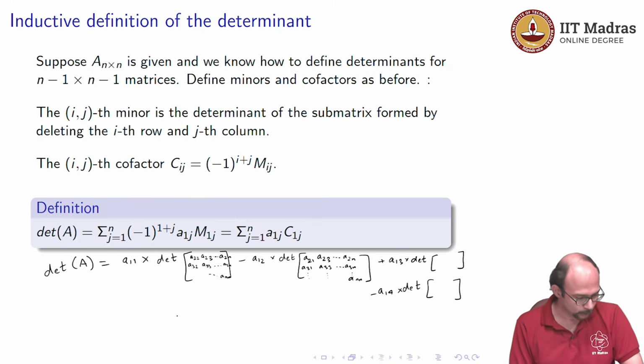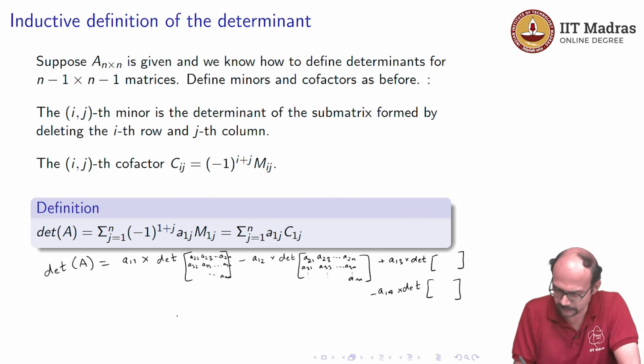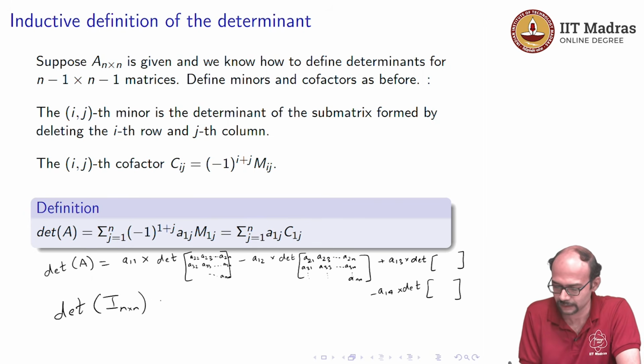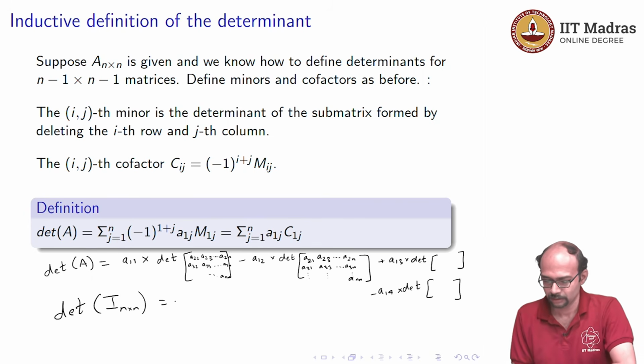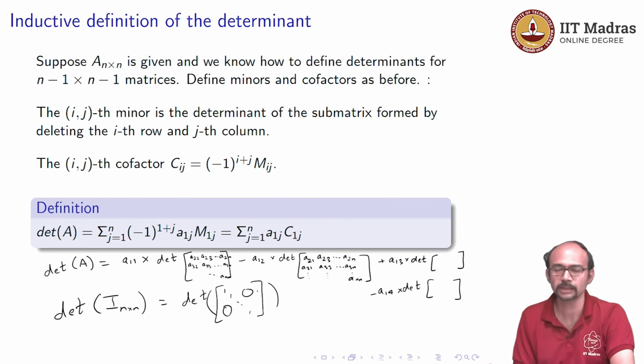Okay, so maybe as an example, let us compute the determinant of the identity matrix of size n. Okay. So remember, the identity matrix had 1 on the diagonal, and everything else is 0. Okay, so this is shorthand to say that everything else is 0.